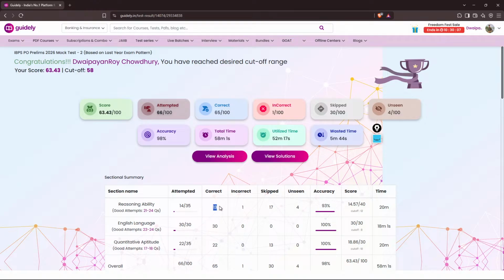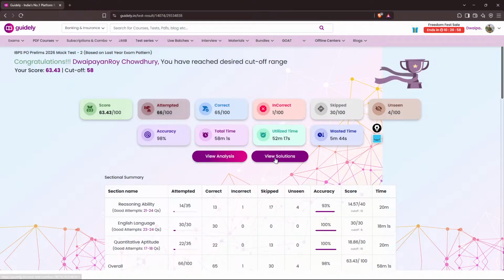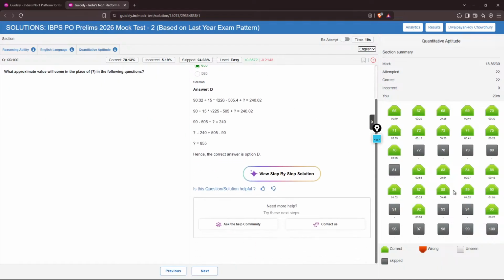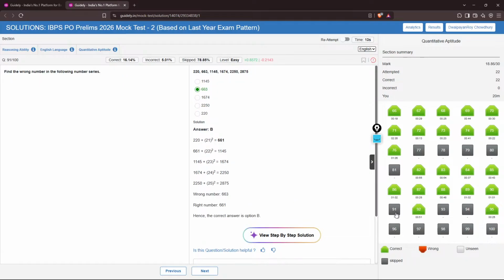13 correct, only 13 is never enough. It's never going to be enough. In quants I did a good job, but again, reasoning is a thing to worry about for me. So let's check that out. Okay, lastly I was checking this one, I guess. I think this one. No, this. Yes. So it was supposed to be 13, so one more mark there.